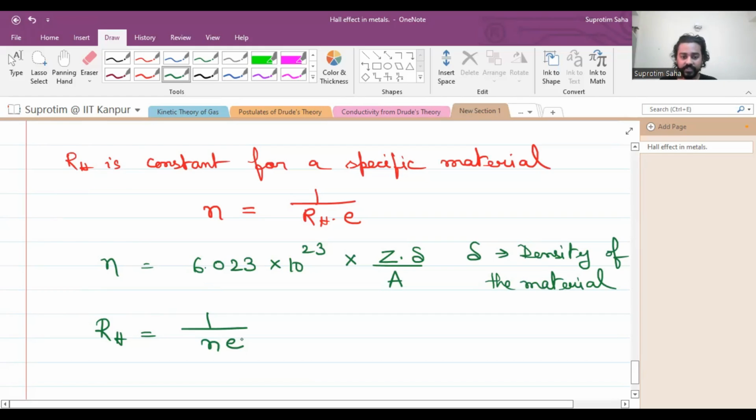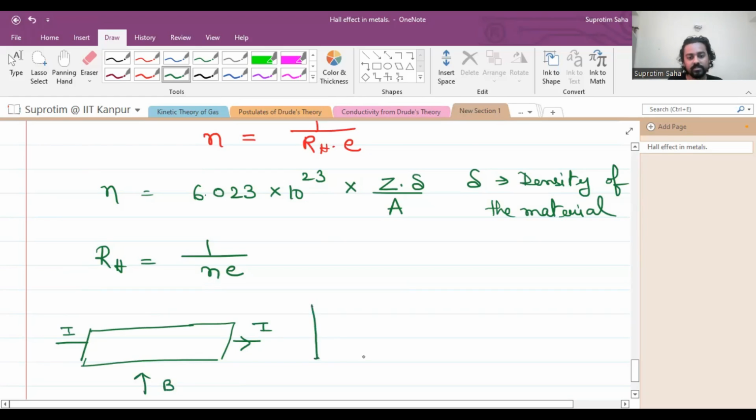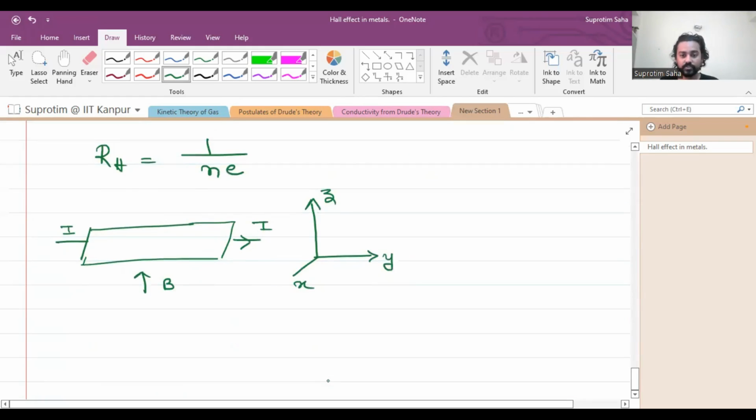It's just a matter of convention that in our case we took the sample, and we were sending in current along this direction, and the magnetic field was in this direction, and our coordinate system was like this. This is Z, this is Y, and this is X. So it should have happened that the minus should have come in the Hall coefficient formula, but it's not.